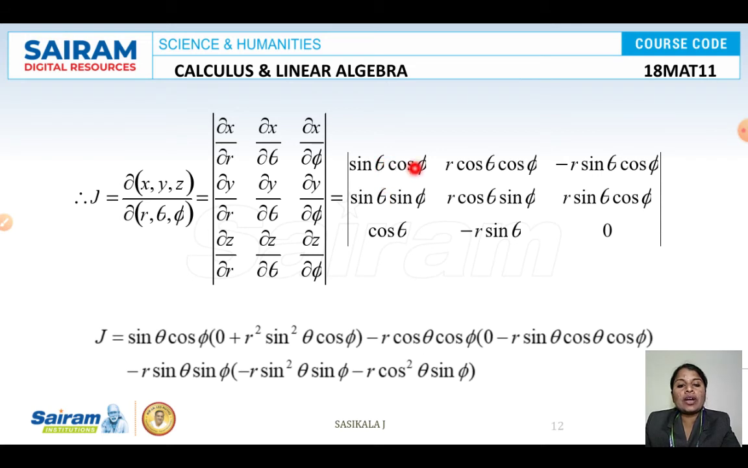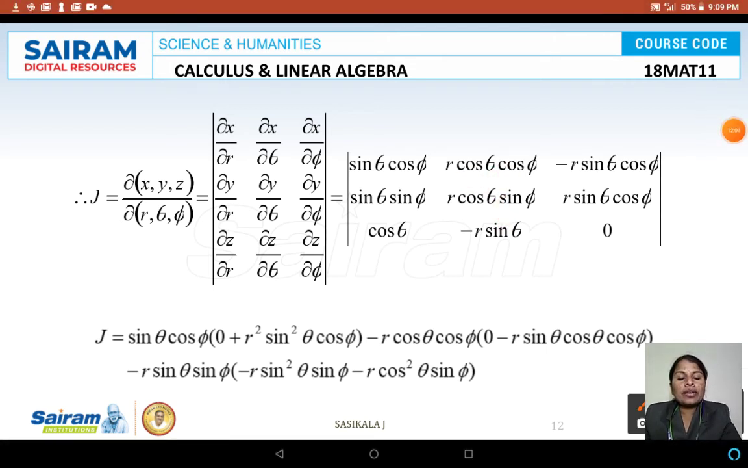So sin theta cos phi into, this will be a 0, and here it will be minus into minus, plus r squared sin squared theta into cos phi I will get. Next, minus of r cos theta cos phi. You can remove these two, and cancel the corresponding column. So you will get sin theta sin phi into 0, which is 0, minus r squared sin theta cos phi I will get.